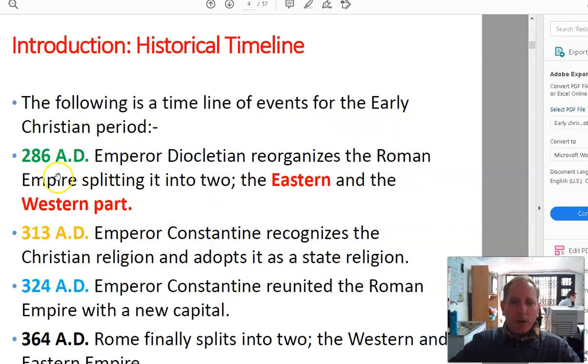The following is a time period of early Christian events. 286 AD, Emperor Diocletian reorganized the Roman Empire, splitting it into two, the eastern and western parts. So you can see the split in the Roman Empire happened quite early on. Emperor Constantine, 313 AD, recognized the Christian religion and adopted it as a state religion. Emperor Constantine reunites the Roman Empire with a new capital. I think that's Constantinople, which is Istanbul today.